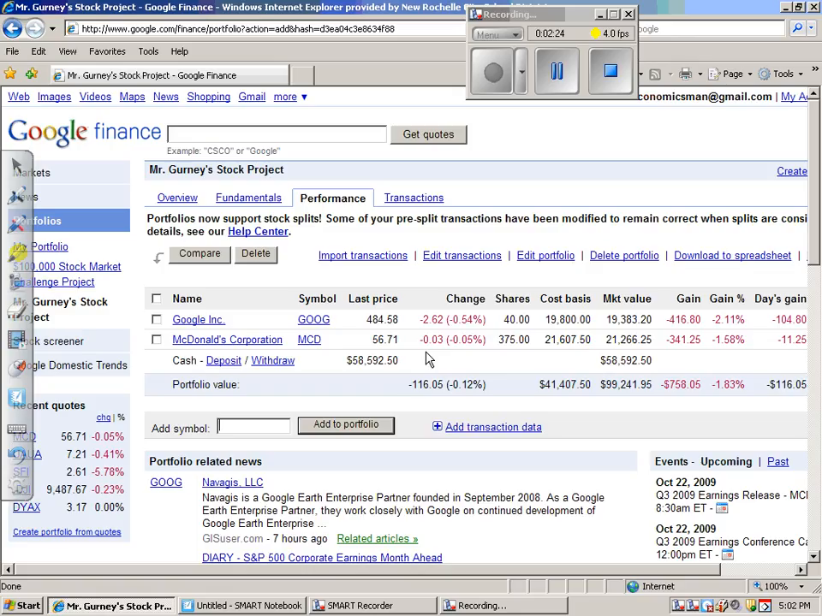We're going to want to do this for every one of our stocks, at which point we will have 5 stocks and some cash remaining.